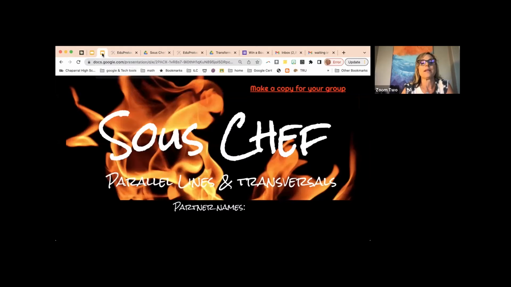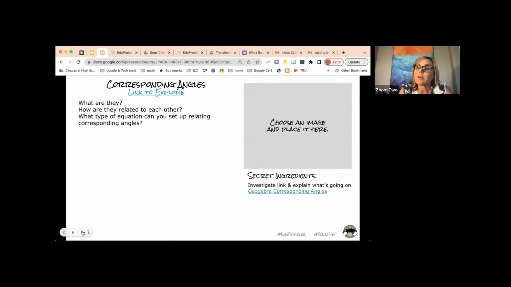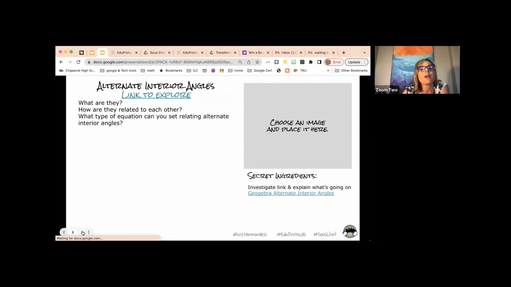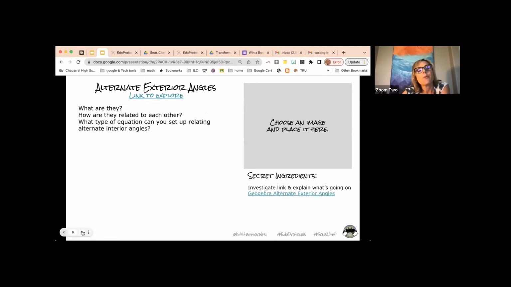And then if you take a look at the slides themselves, this is all about parallel lines and transversals. Now, Iron Chef and Sous Chef, those are jigsaw activities. So whenever you have a topic in math where you want to jigsaw ideas, you can jigsaw it between your group of 4. So one person is going to explore corresponding angles. One person is going to explore same side interior angles. Another person's going to explore alternate interior angles. And one person's going to explore alternate exterior angles.